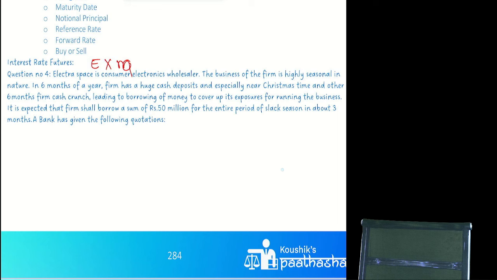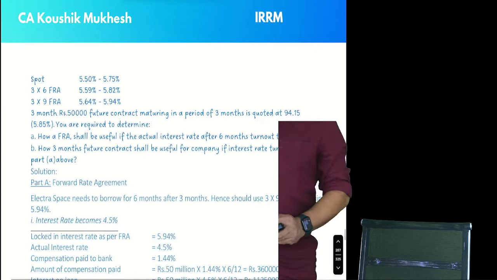June. July. Answer. Till what? Start again. We are in which month now? April. I wanted to borrow in April. I wanted to borrow in July. So I want a rate to be locked today, after 3 months. For how many months? So I need 3 + 6. Totally how much? 9. So technically, how to write this agreement? 3/9 agreement. That's why they have given these 3 rates.